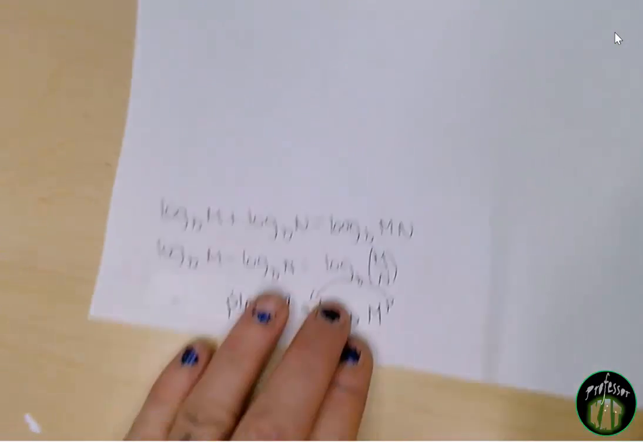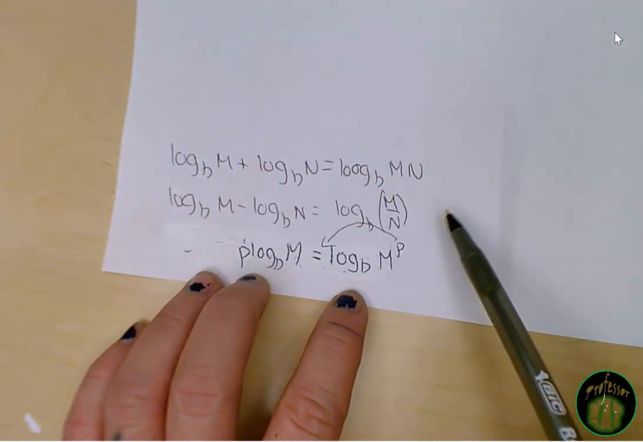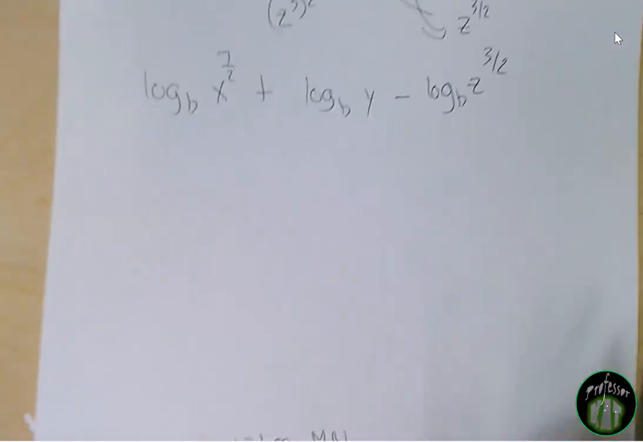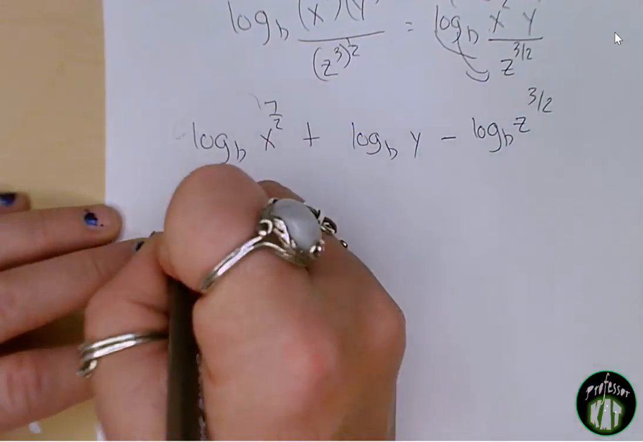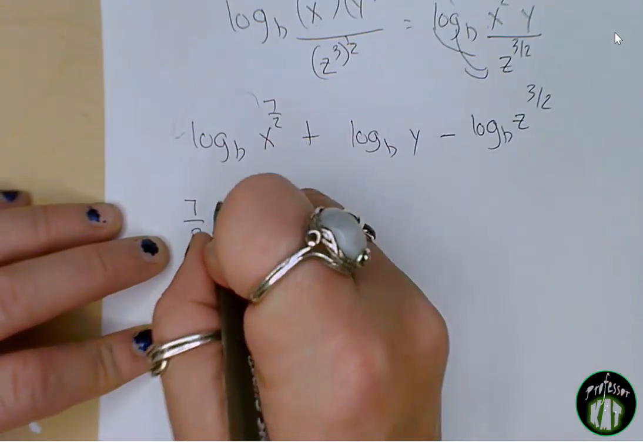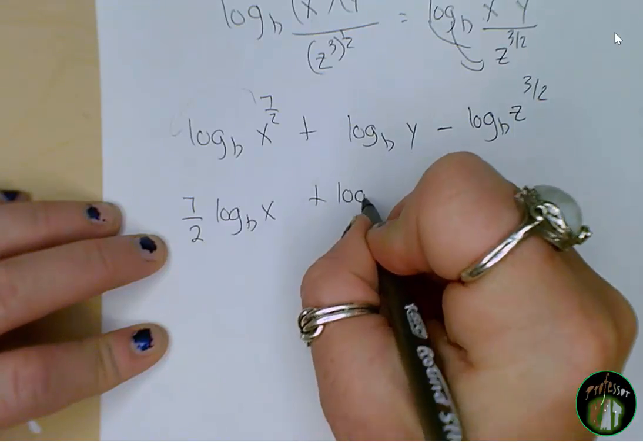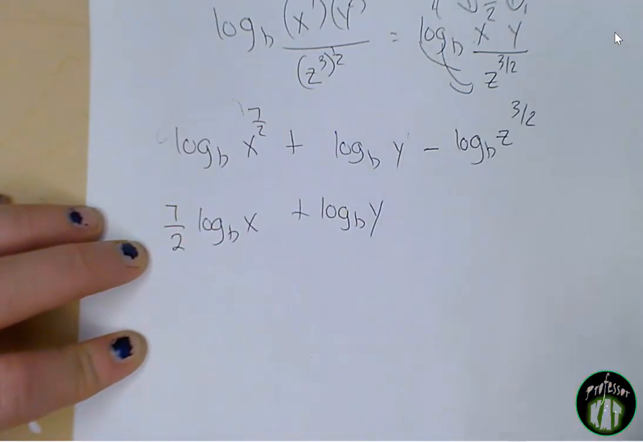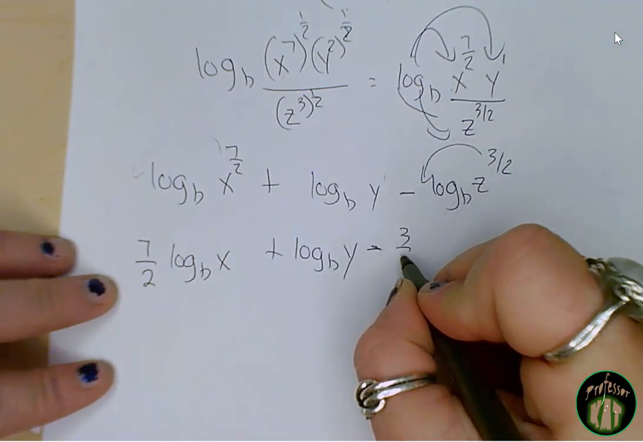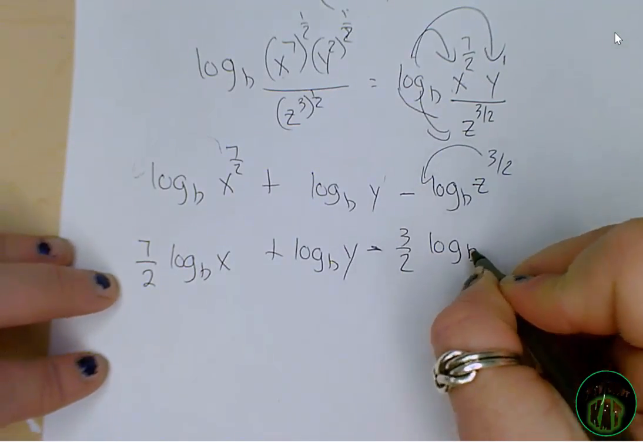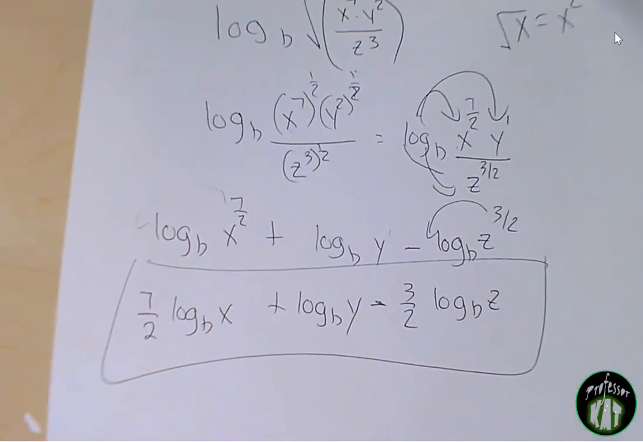We're almost done here. The only thing left to do is to wrap up that power rule, which says when we have an exponent, it needs to come down in front as a coefficient. So this 7/2 is going to go down in front. That is now going to look like 7/2 log base b of x. Plus, we're just going to drop this middle one down since there is no exponent here. Minus this 3/2 is going to go down in front as 3/2 log base b of z. And that is our final answer.